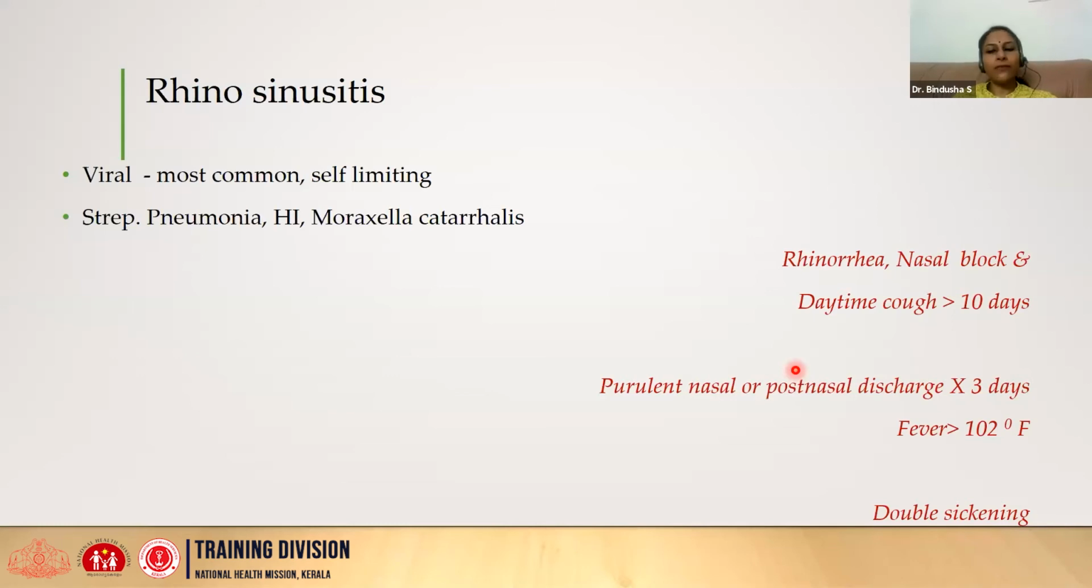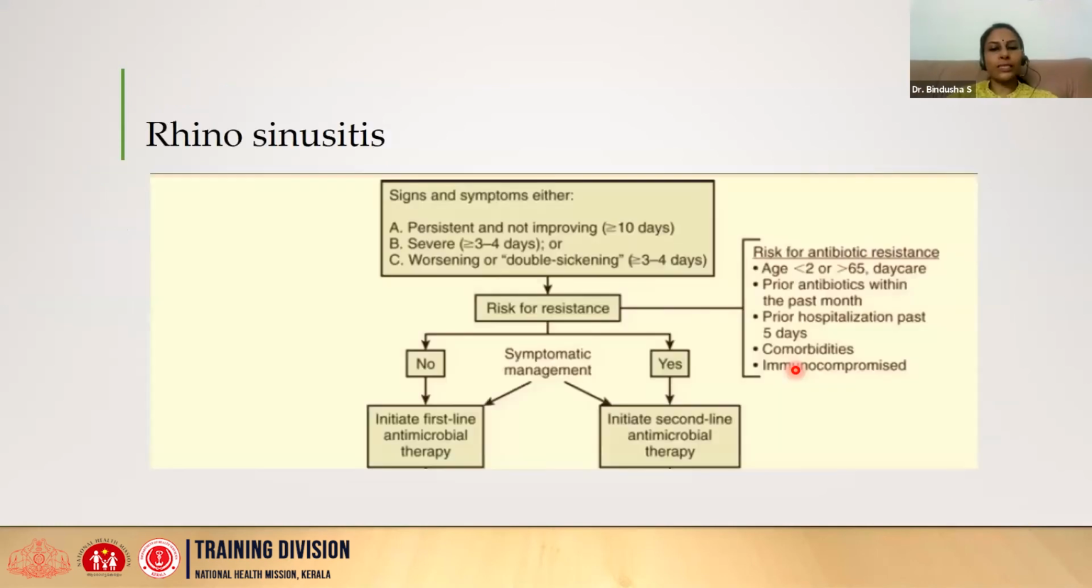If it is severe, that means purulent nasal or postnasal discharge lasting for more than 3 days, and high fever. That tells us that this is a severe sinusitis. Here also we need to think that this is a bacterial infection. Another thing is double sickening. Double sickening means a child who had an upper respiratory infection, who was apparently recovering from the viral respiratory infection, and then again develops a fever and increase in the nasal discharge. Then we think about a secondary bacterial infection. So that is double sickening. If the person has any of these things, then we will need to start an antibiotic.